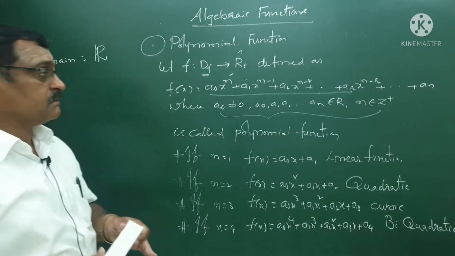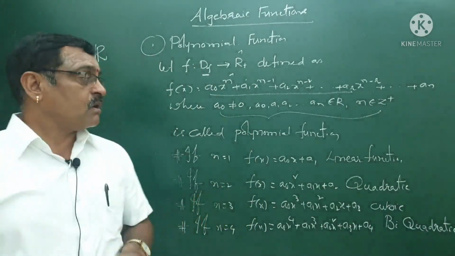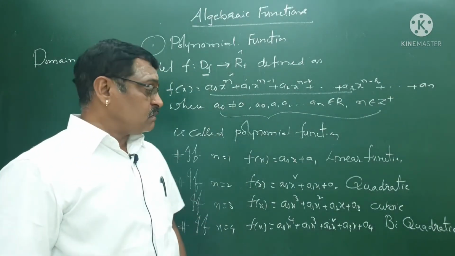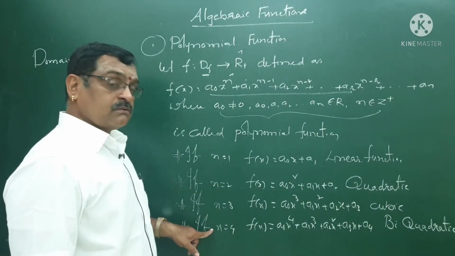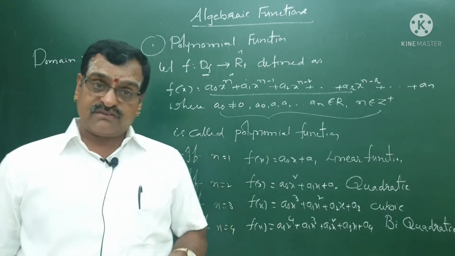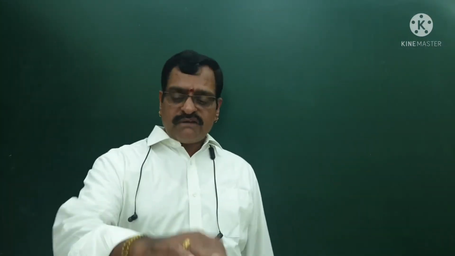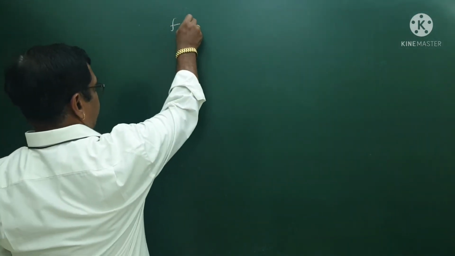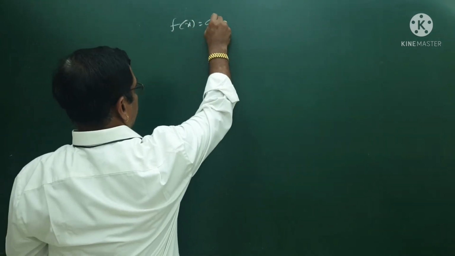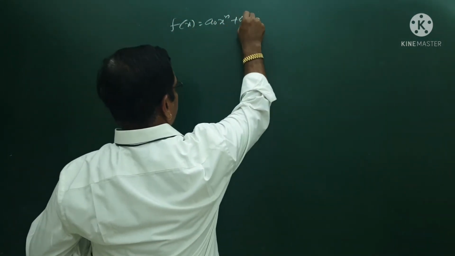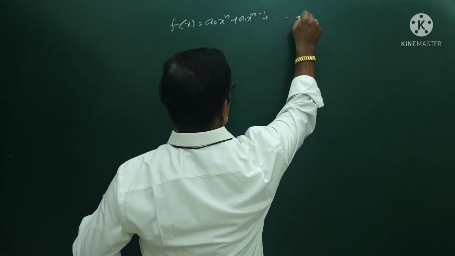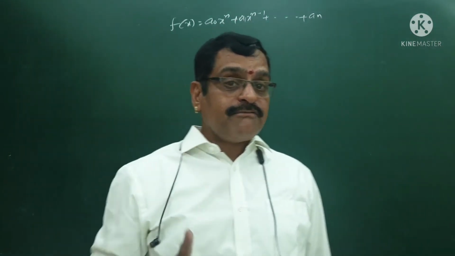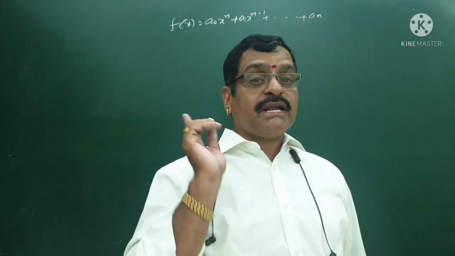What about the range? Now, range depends on the working rule. Again, the working rule depends on the n value. So for each one, the range will change. Now, the range of the polynomial function depends on the working rule. f of x is equal to a naught x to the power of n plus a1 x to the power of n minus 1 and so on plus an. If n is an odd number, definitely the range is the entire real number set.